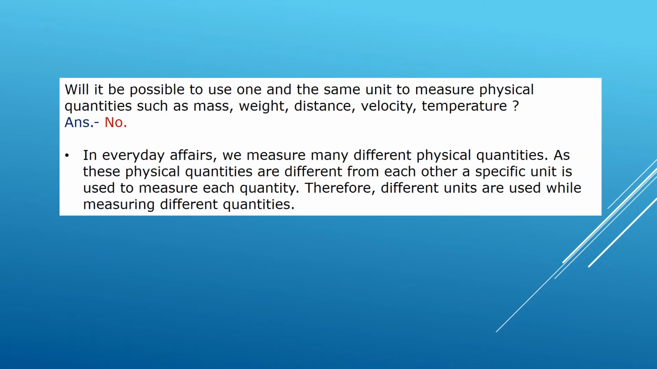Now next question, will it be possible to use one and the same unit to measure physical quantities such as mass, weight, distance, velocity and temperature? So no, children, it is not possible to measure all the physical quantities in one and the same unit. Because in everyday life, we are measuring many different physical quantities. As these physical quantities are different from each other, there is a specific unit for each of them, and therefore different units are used while measuring different quantities.